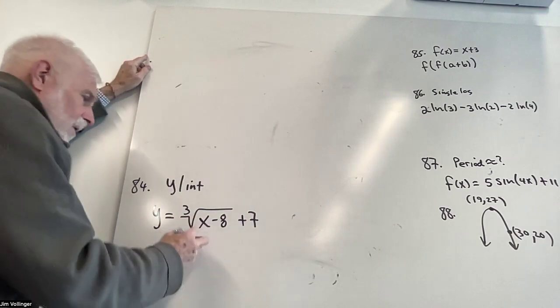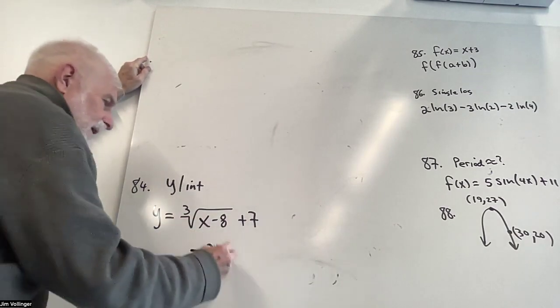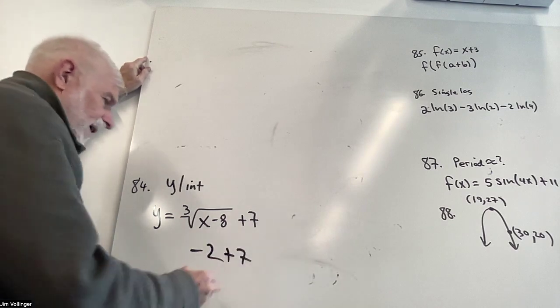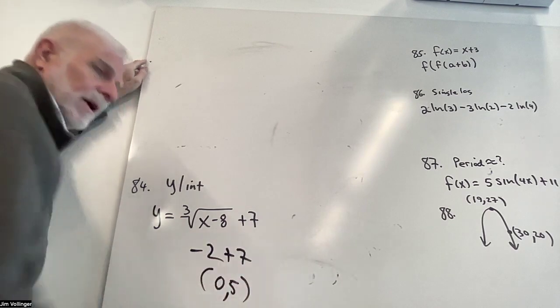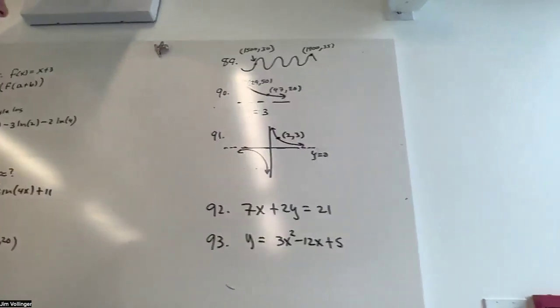Y-intercept, plug in a 0. Just want to make sure people know that the cube root of a negative is a negative. -2 plus 7 is 5. 0 gets you 5. I'm really going to have to rush now. All right, so no explanations, mental math.